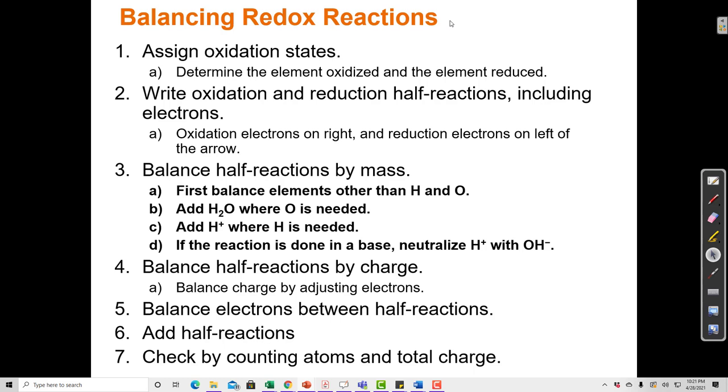Because although the reactions appear as if they are balanced already by mass, because the same number and the same type of atoms are already on both sides of the equation, those reactions are not balanced because their charges are not balanced.